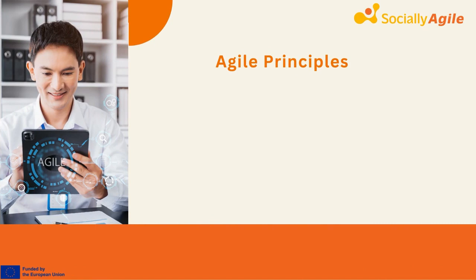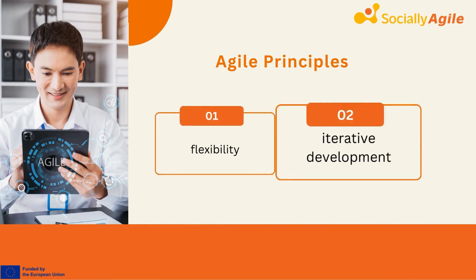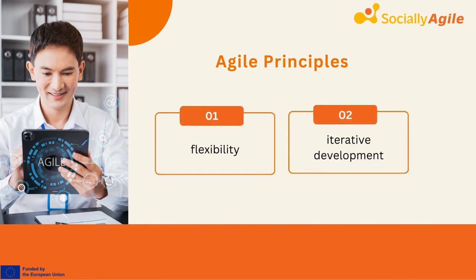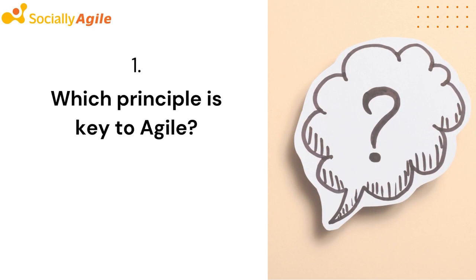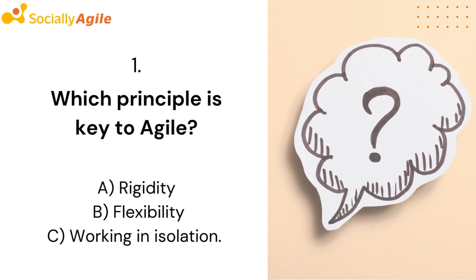The foundation of Agile methodology is built upon core principles, two of which stand out prominently: flexibility and iterative development. These principles fundamentally shape how Agile teams approach their work. Now, let's explore how these principles come to life in real-world Agile practices through an interactive quiz. Question number 1. Which principle is key to Agile? A. Rigidity. B. Flexibility. C. Working in isolation.